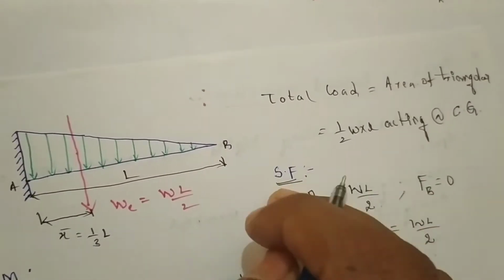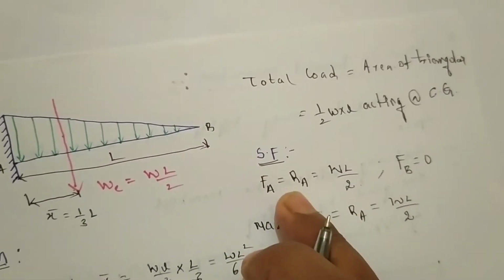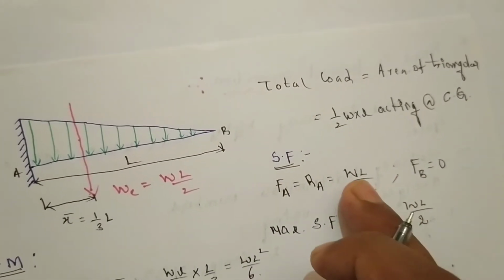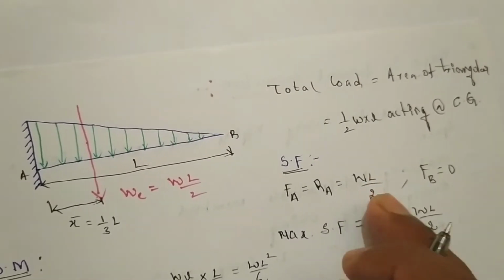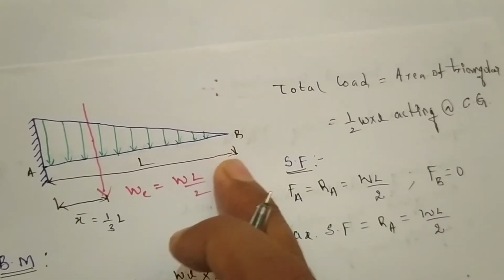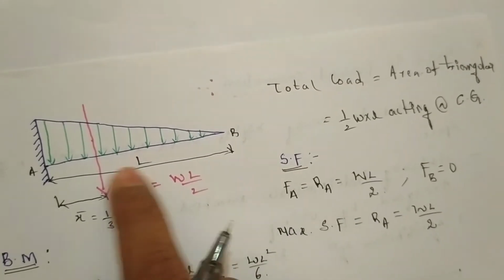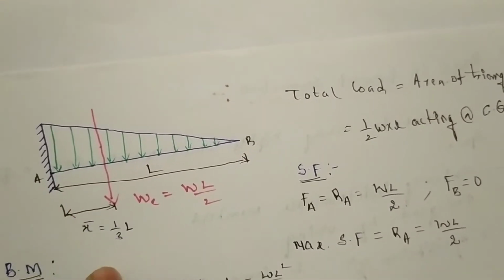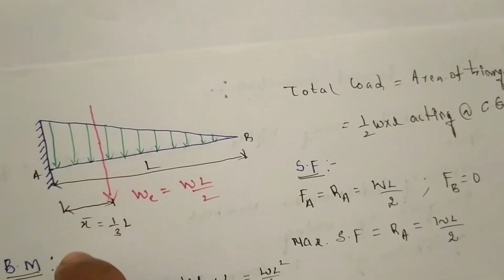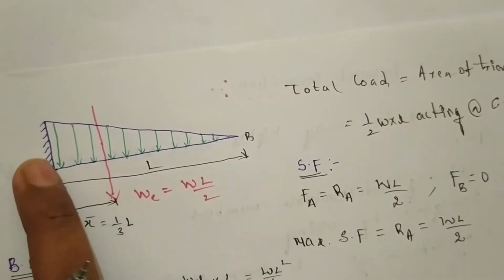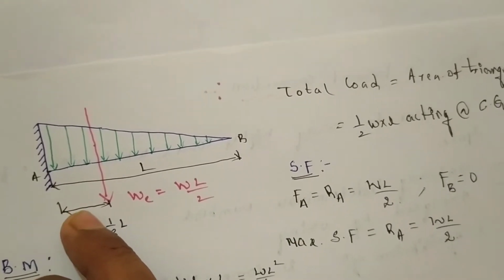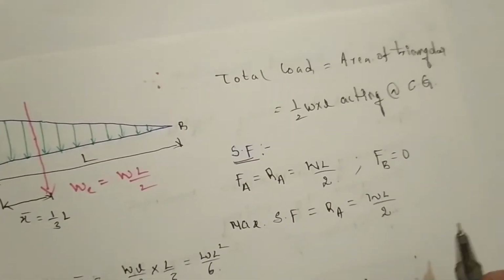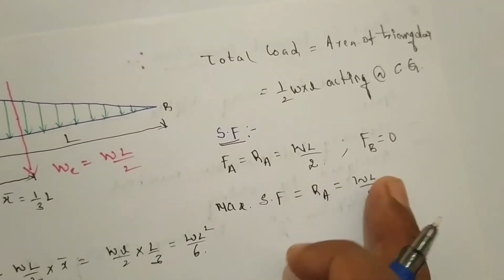Shear force at point A equals WL by 2. Shear force at the free end is 0. The maximum shear force is available at the reaction point, the fixed support only, in any cantilever. So the maximum shear force equals WL by 2.